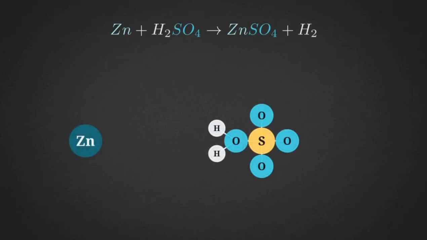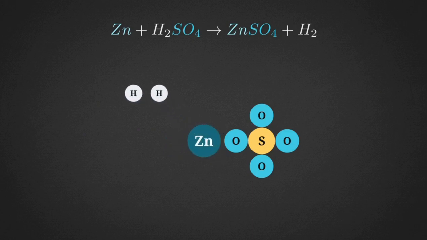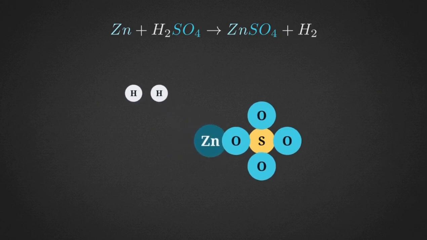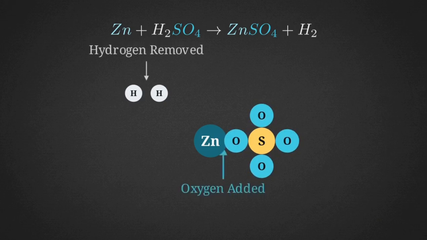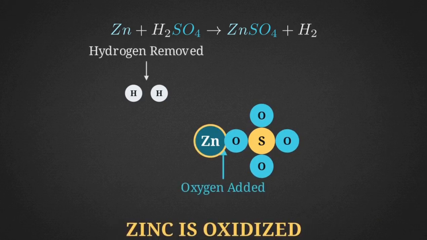In this interaction, zinc is introduced to sulfuric acid. The zinc atom displaces the hydrogen, breaking its existing bond and forcing it out. In the final state, zinc bonds with the oxygen-rich sulfate group. By attaching to oxygen and removing hydrogen, zinc is oxidized.